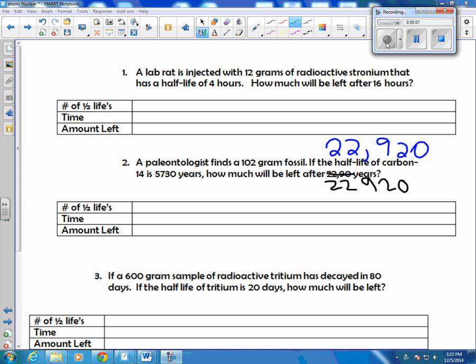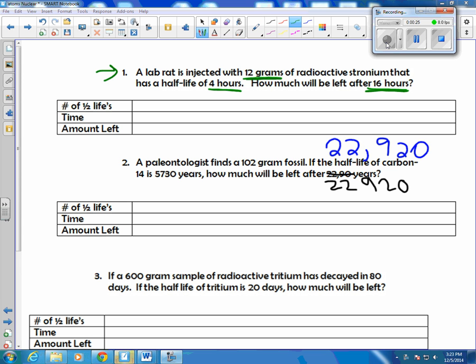Guys, so we want to fill out this chart to figure out the half-life. Practice doing the math of the half-life. So the first step, you have to read your problem. Number one, a lab rat is injected with 12 grams of strontium that has a half-life of 4 hours. How much will be left after 16 hours?